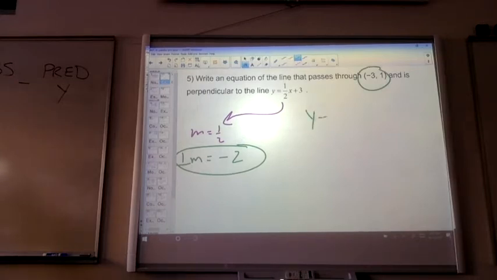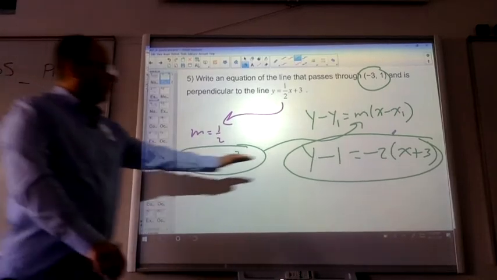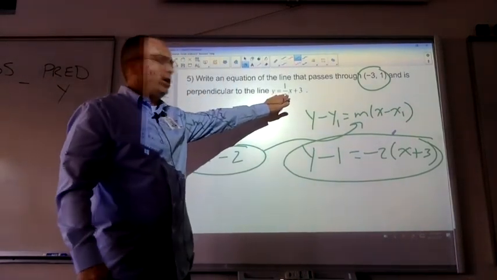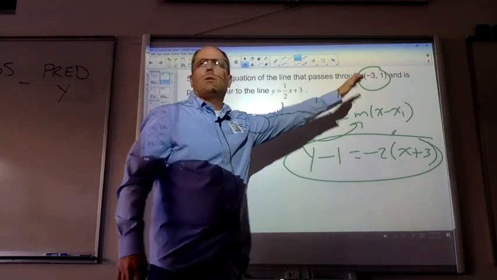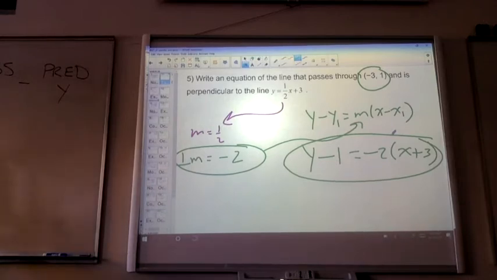So now I'm going to use my point slope. Y minus 1 equals, I'm going to use the negative 2 because I want the perpendicular slope, x plus 3. So this linear equation is perpendicular to this linear equation. This linear equation also contains the point negative 3 comma 1. Does that mean that the two lines cross at negative 3 comma 1? No, not necessarily. It's just that the green equation happens to contain that point as well.